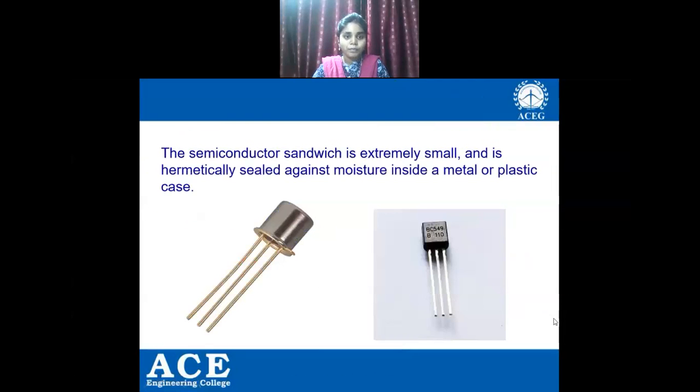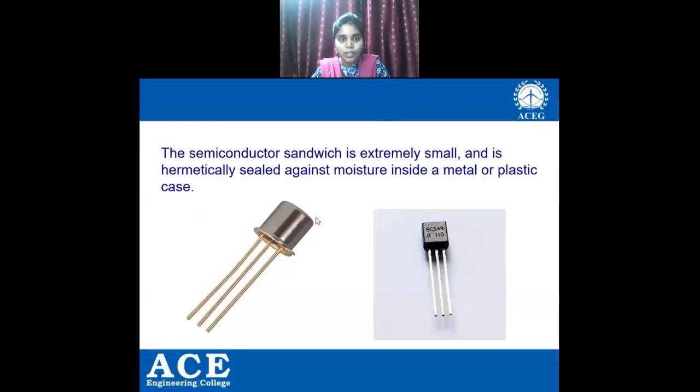See here, the semiconductor sandwich is extremely small and is hermetically sealed against moisture inside a metal or a plastic case. As these are small devices, there may be a chance of damaging and a chance of moisture, right? For that purpose, we are going to seal these devices in metal or plastic cases for safety and durability of our transistor or our electrical device.